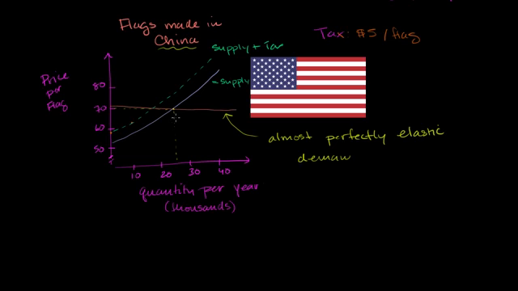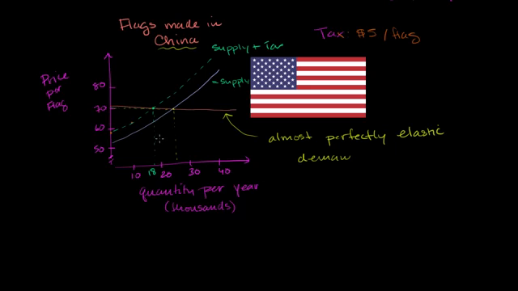So let's think about what happens here. Your equilibrium price was at 70 before. Now our equilibrium price is still pretty much at 70, but our equilibrium quantity has gone down dramatically. Our equilibrium quantity has gone down to, I don't know, it looks like about 18,000 flags per year.